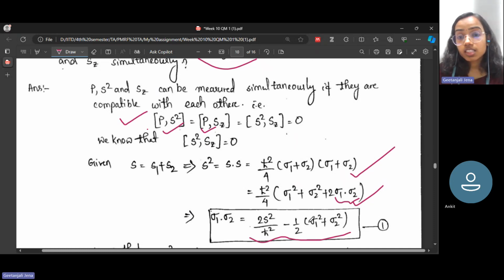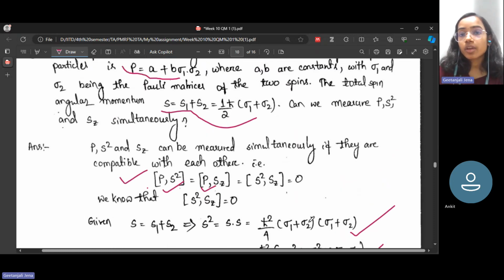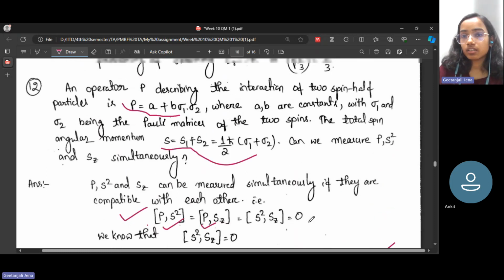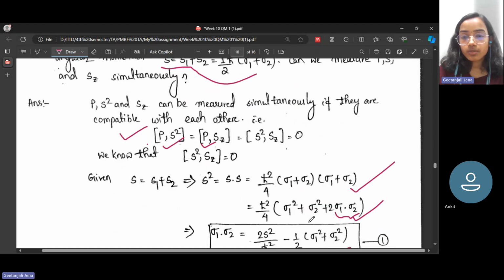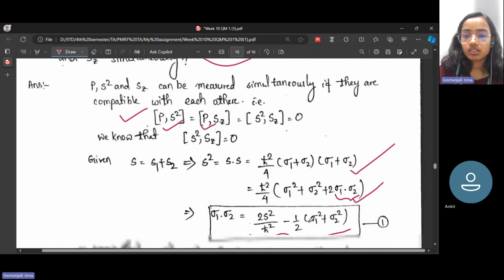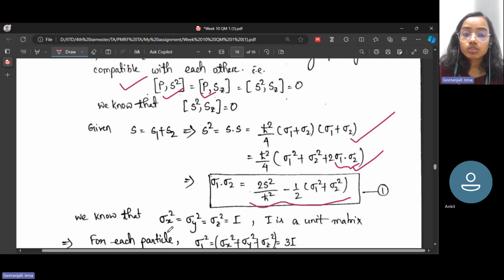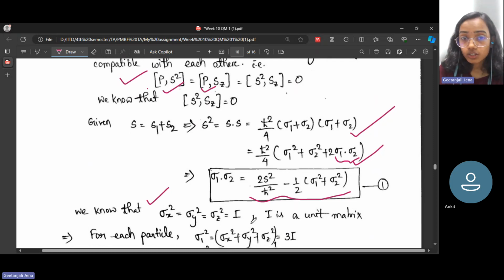Now, here the sigma 1 and sigma 2 correspond to the Pauli matrices for the two different particles. Sigma 1 for the first particle, sigma 2 for the second particle. And you know that by the definition of Pauli matrix, sigma x square is the identity matrix. Sigma y square is also 1. Sigma z square is also 1.